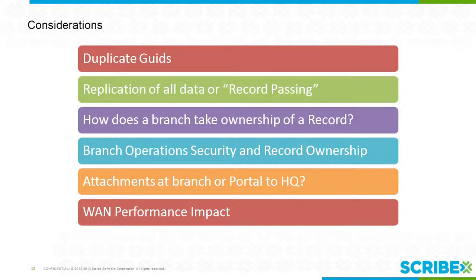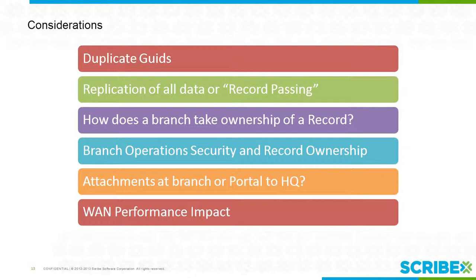And Scribe has the ability to either send over a record and say, here's all the data for the record, create it, and have the system generate a unique GUID, or we can use this particular GUID. So we can replicate the data as opposed to duplicate the data. So there's 2 different ways.